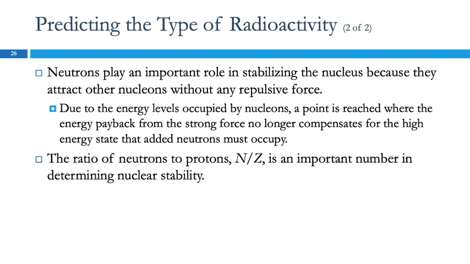So the ratio of neutrons to protons, N to Z, remember Z is the atomic number. I think it should be A, but it isn't, it's Z. N to Z, that's an important number in determining whether a nucleus is stable or not.